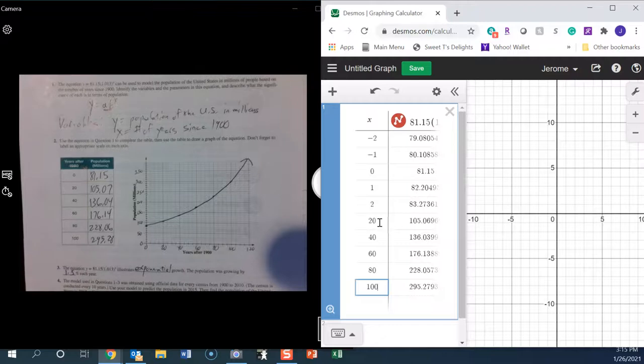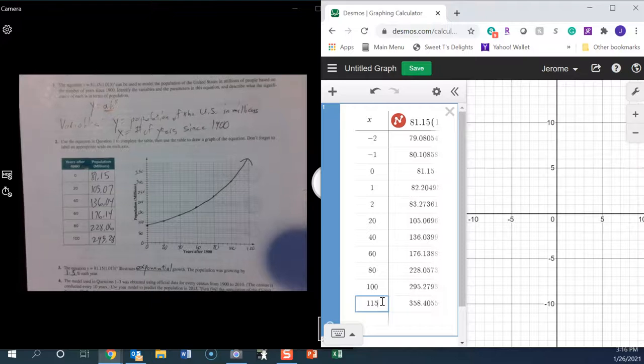Okay, so we have our model, y equals 81.15 times 1.013 to the x. Now, they want us to go to 2015 from 1900, so that'll be 115. So we could go right back over here to Desmos and type in 115 for x. And that'll give us 358.41. And we know that'll be million.